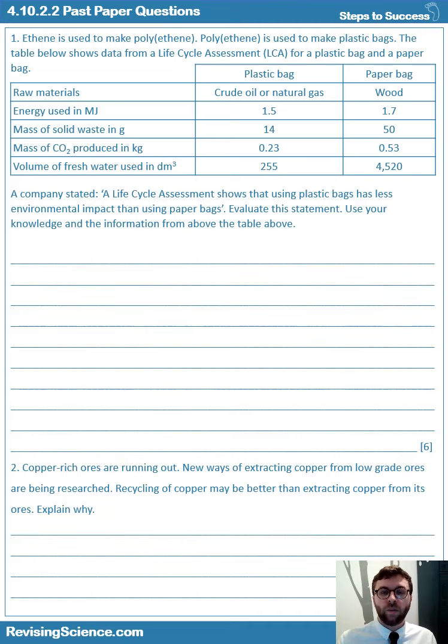In this short video, we're going to go through the questions and answers on page 69 and 70 of the chemistry booklet. Ethene is used to make polyethylene, and polyethylene is used to make plastic bags. The table below shows the data from a life cycle assessment for a plastic bag and a paper bag, and it gives us information about things like the materials used, the energy, the mass of solid waste and CO2 that's produced, and the volume of fresh water that's used.